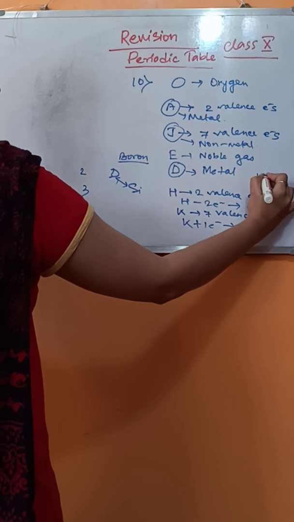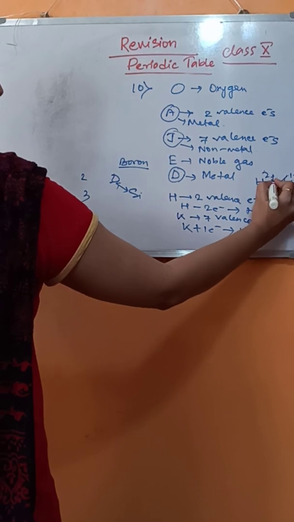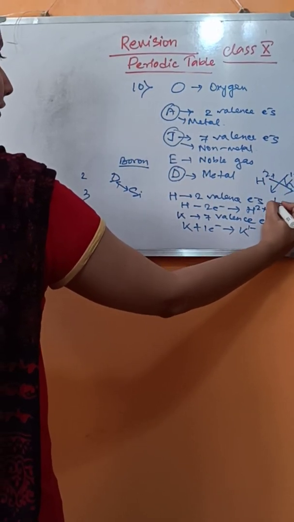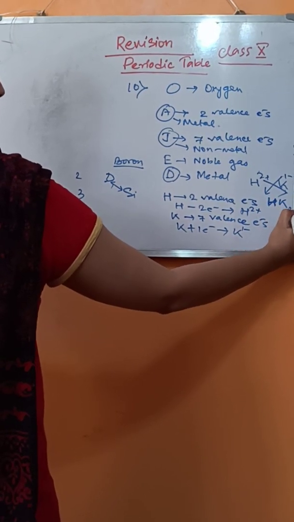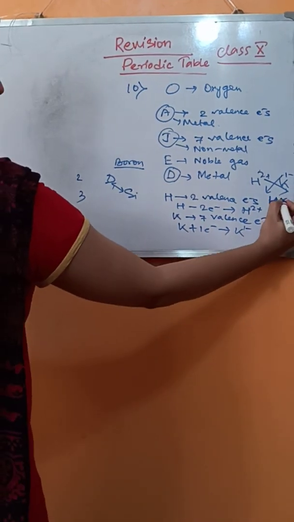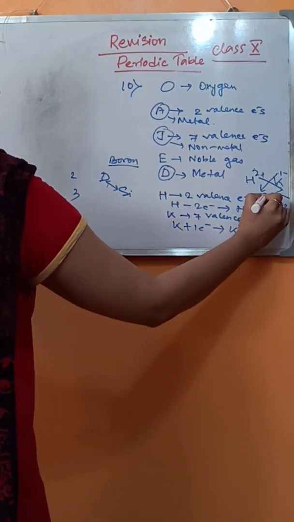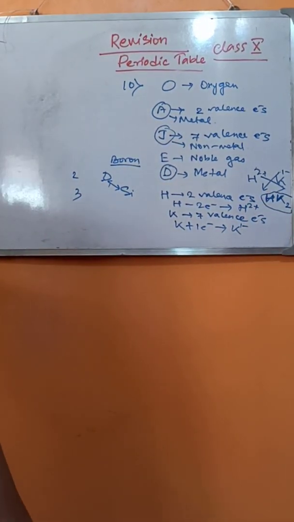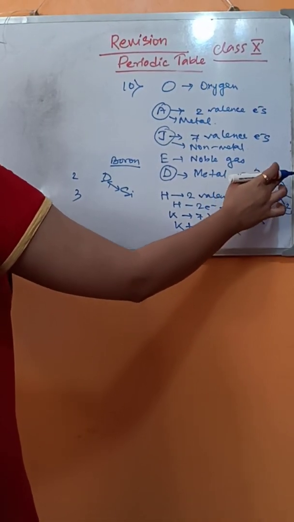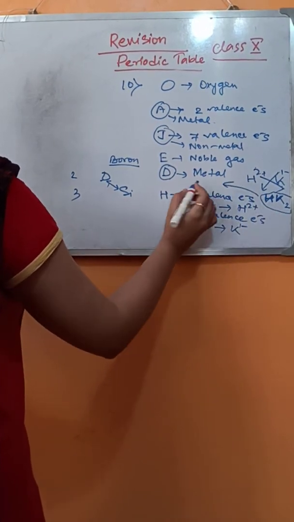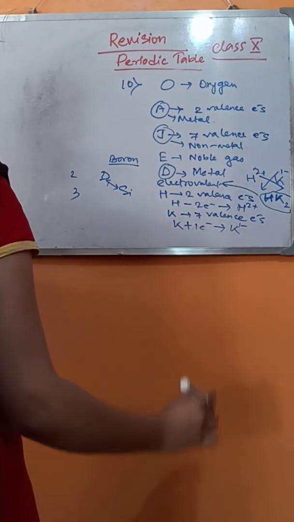H 2 plus, K 1 minus. This will give you HK2. Okay, so the formula of the compound will be HK2. What type of bonding occurs between H2 plus and K minus? It is electrovalent bonding. Electrovalent bonding.